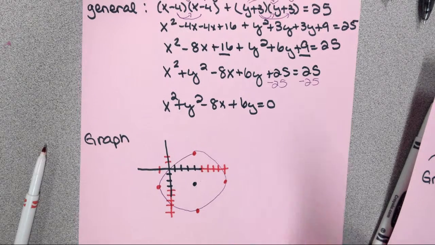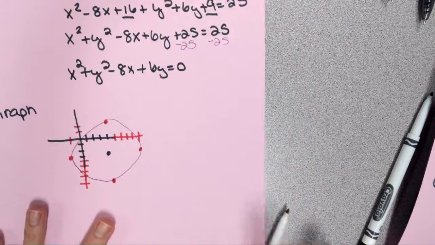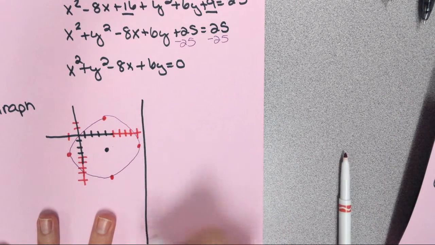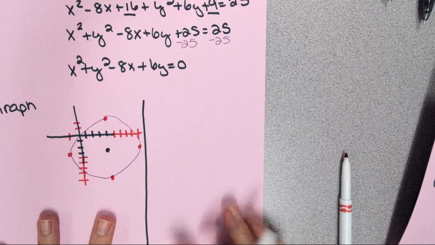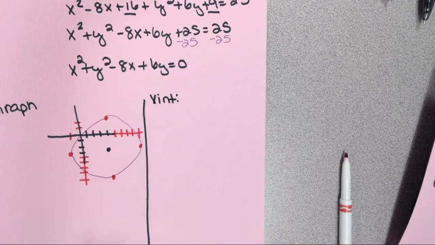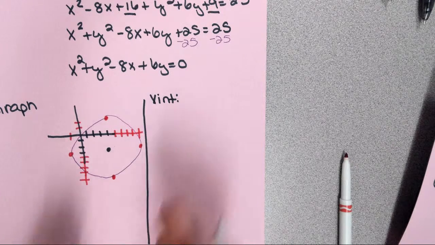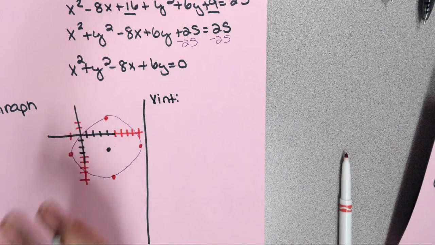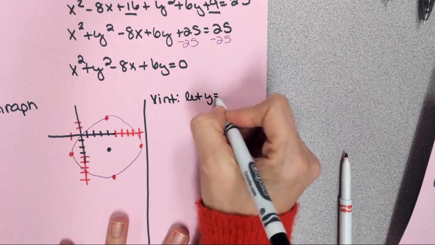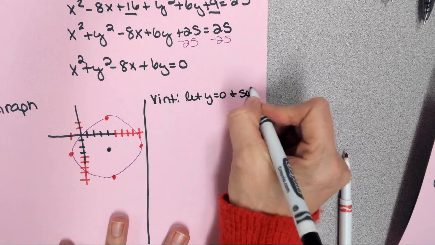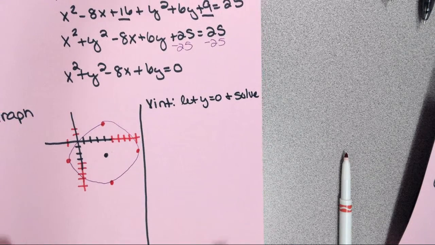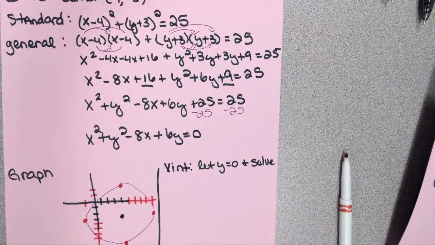There it is. All right, so we're going to do our x and y intercepts. Again, the math will not be hard, but you won't like it. X-intercept. To find an x-intercept when you don't have a picture, you're going to let y equal 0 and solve.